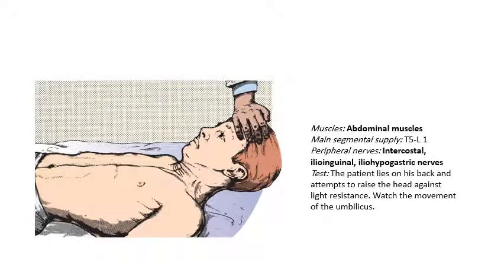They receive segmental supply from T5 to L1, and the peripheral nerves supplying the abdominal muscles are the intercostal, ilioinguinal, and iliohypogastric nerves. Those muscles are tested by asking the patient to lie on his back and try to raise the head against light resistance, and during this we should watch the movement of the umbilicus.